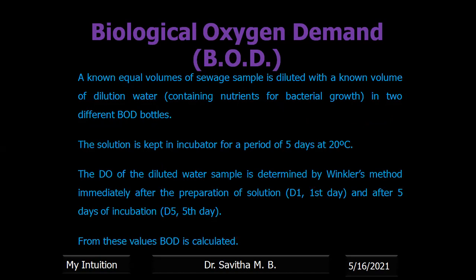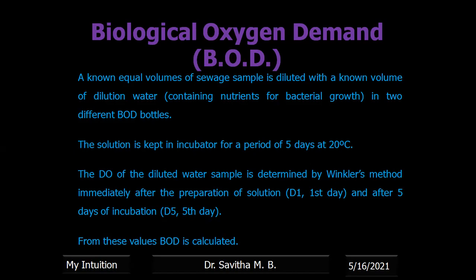The process is as follows. Equal volumes of sewage water and a known volume of dilution water are taken into different BOD bottles. BOD bottles means biological oxygen demand bottles. Two different bottles are taken, and in both, equal volumes of sewage water are taken, and then certain dilution water which contains nutrients for the bacterial growth is added to both the bottles.